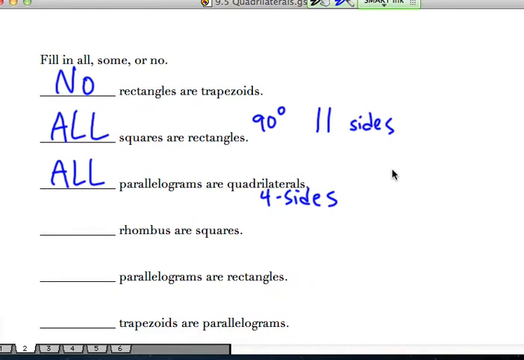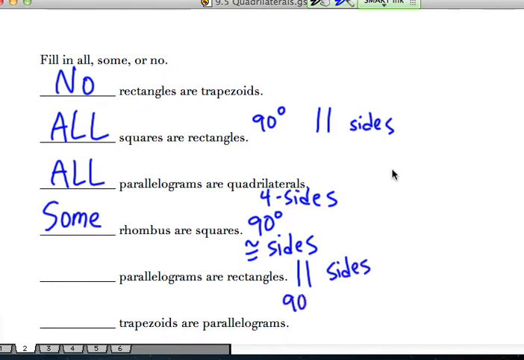Rhombuses are squares. So to be a square, it has to have the 90-degree angles and it has to have the congruent sides. So rhombuses definitely have congruent sides, but it's not necessarily 90-degree angles. If it had 90-degree angles, then it's a type of rectangle. It doesn't have to have 90-degree angles. So some of them might be like that, right? Because technically you could call squares rhombuses, but not all of them, okay? Because rhombuses don't automatically have 90 degrees, okay? So sometimes a rhombus might be a square, but not all the time. Parallelograms are rectangles. So to be a rectangle, it obviously has to have the parallel sides, which parallelograms do. And it has to have those 90-degree angles.